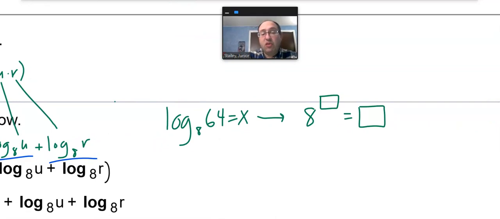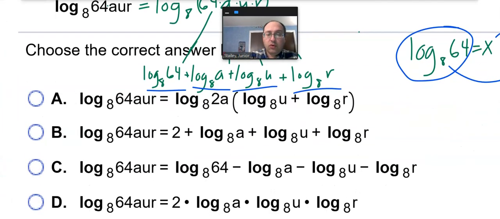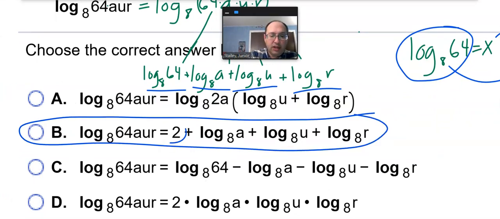Log base 8 of 64 is something you can simplify. Remember, the base is 8, the exponent is x, and the argument that it equals is 64, which is none other than 8 squared. Therefore, x equals 2. So that whole thing can be simplified to 2, which is why answer choice B was the correct one, because ding, ding, ding, ding, they simplified that part. Who would have known they were going to do that? Anyway, I just thought I'd share.